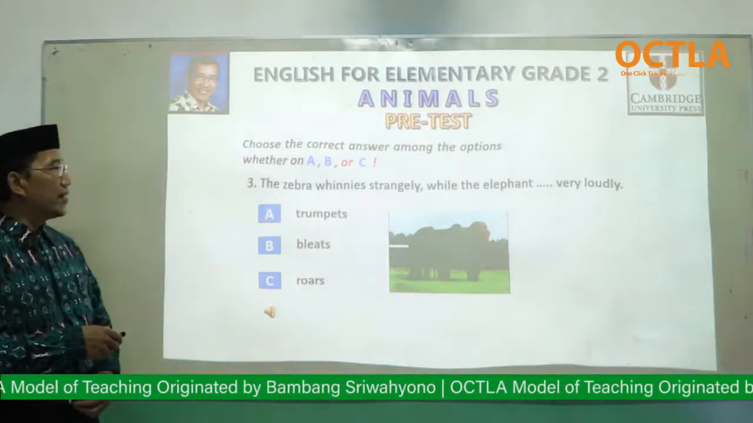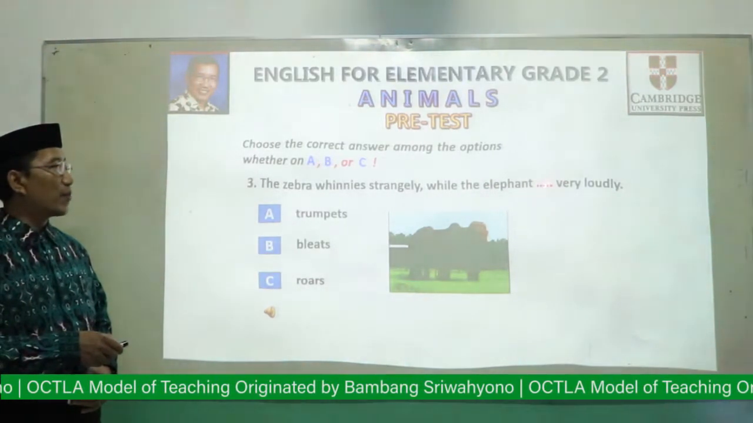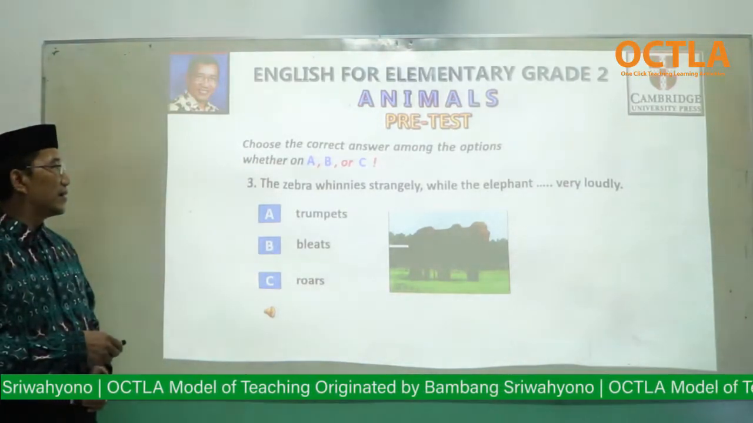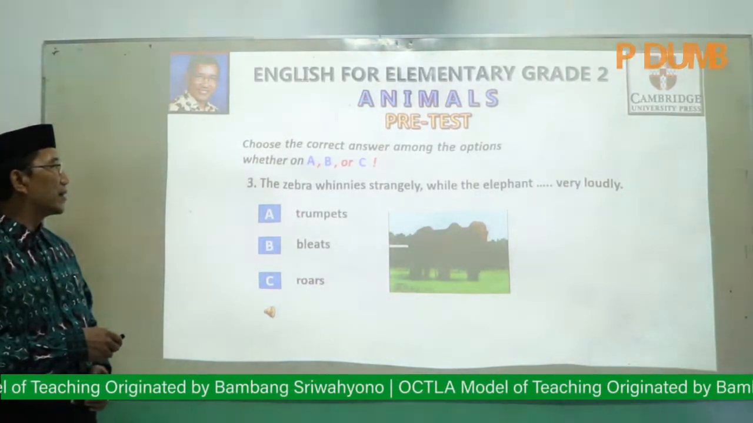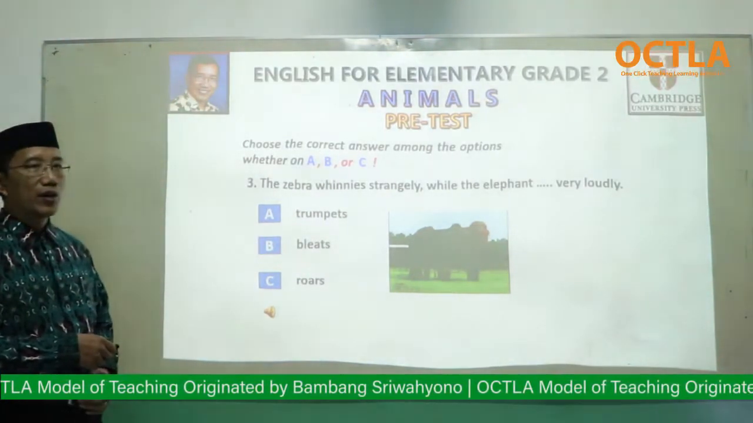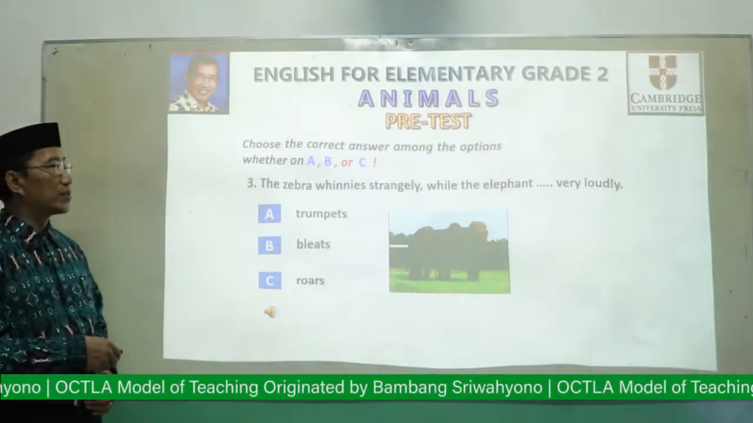The zebra whinnies strangely, while the elephant blah blah very loudly. Choose your answer. A. Trumpets. B. Bleats. C. Roars.